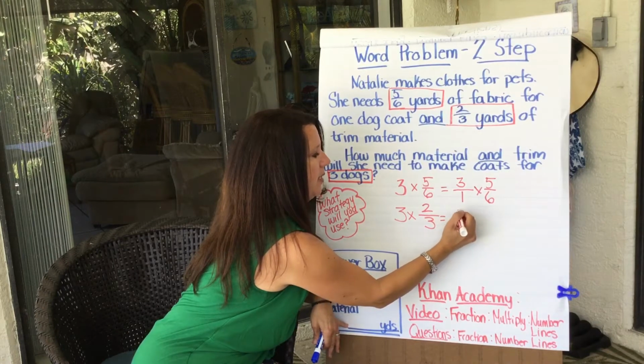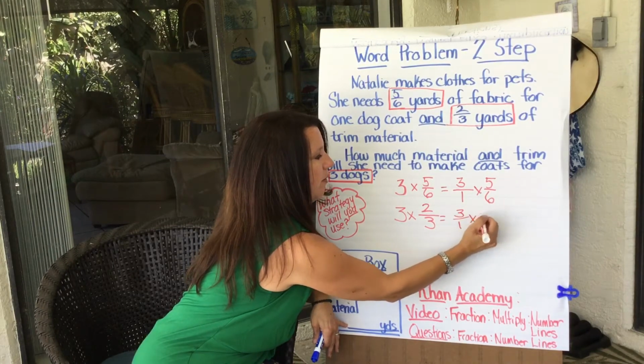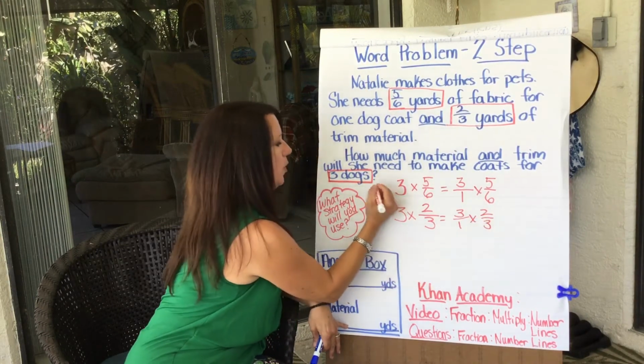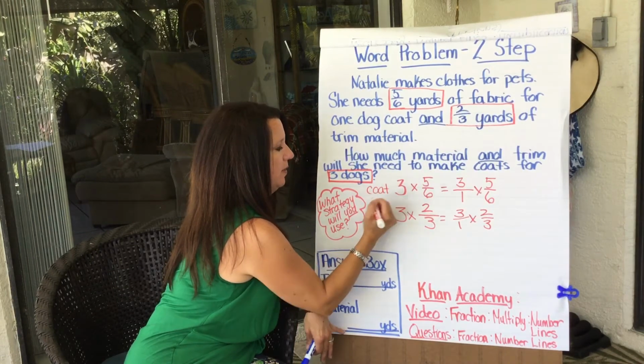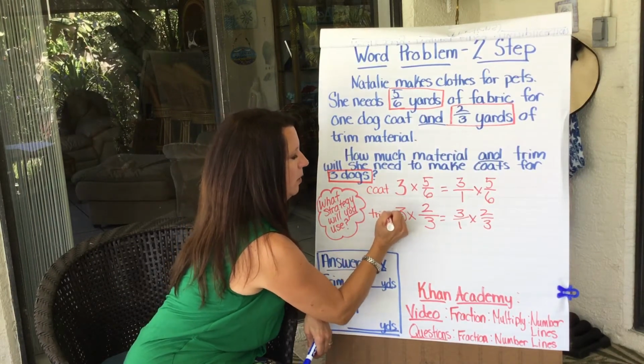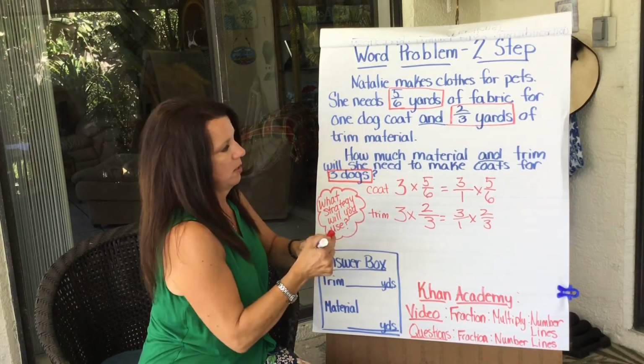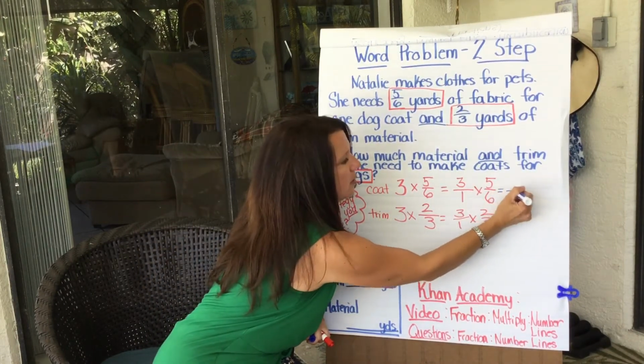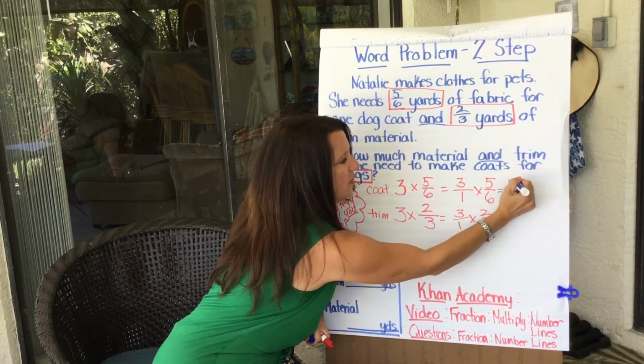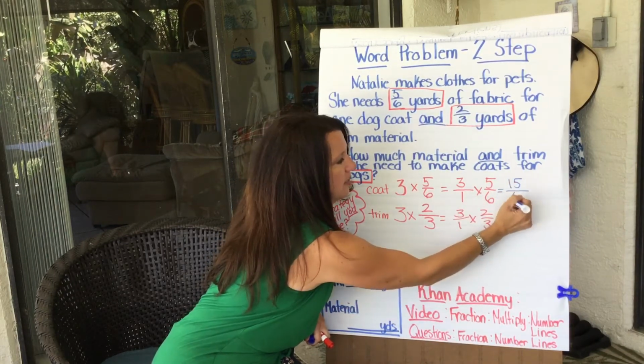I'm going to do the same thing down here. I am doing the multiplication. So this is for the coat and this is for the trim on the coat. All right, so let's multiply across the numerators. So 3 times 5 is 15. 1 times 6 is 6.